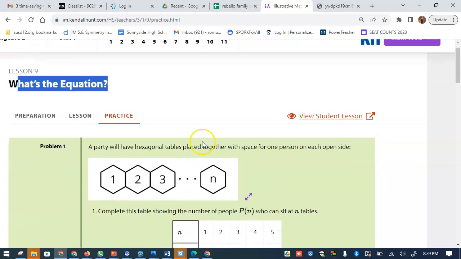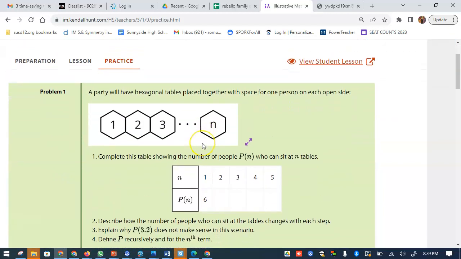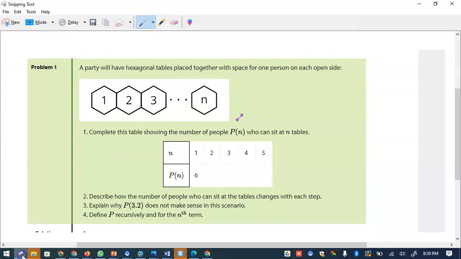So let me dive straight into the first problem. I want you to first pause the video for a while and see if you can answer it yourself. So there's a party with hexagonal tables placed together with space for one person on each side. What that means is, suppose there's only a single table like this, just a single table.